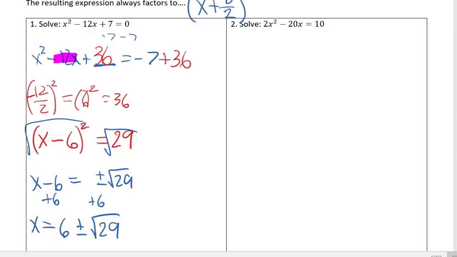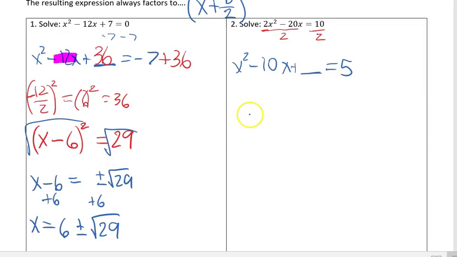Okay, so example 2, notice we have a 2x squared in this problem, and that completing the square pattern only works when our x squared coefficient is 1. So I'm just going to take both sides of the equation here and divide them by 2. Now I get x squared minus 10x equals 5. Notice I just leave the space here because I know that this is a completing the square problem.